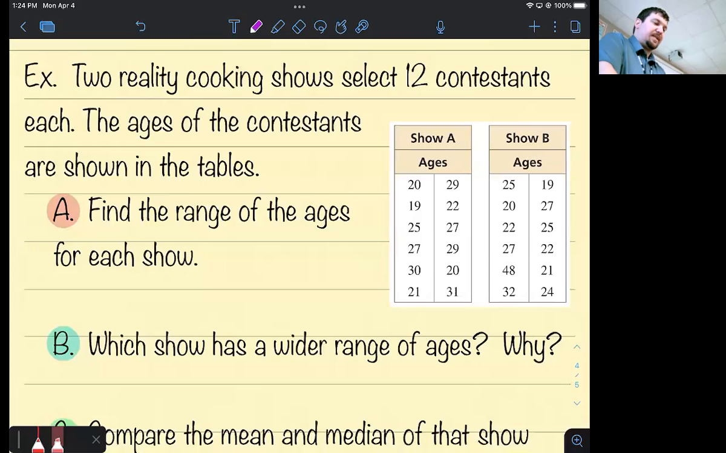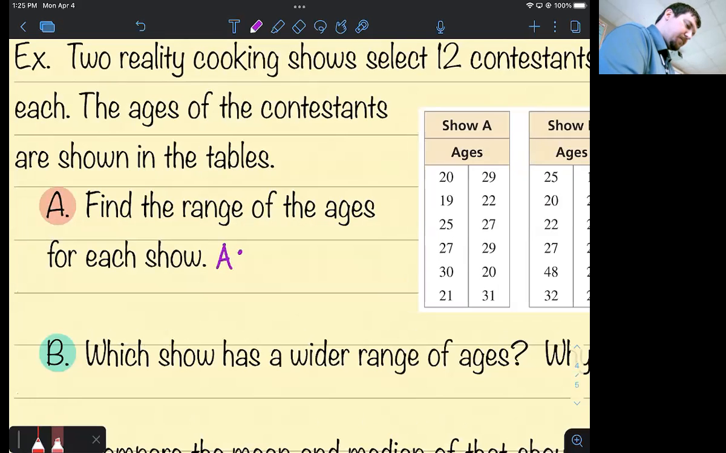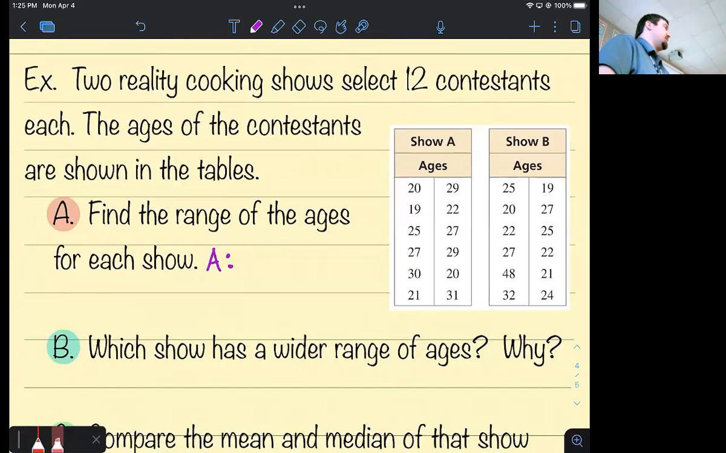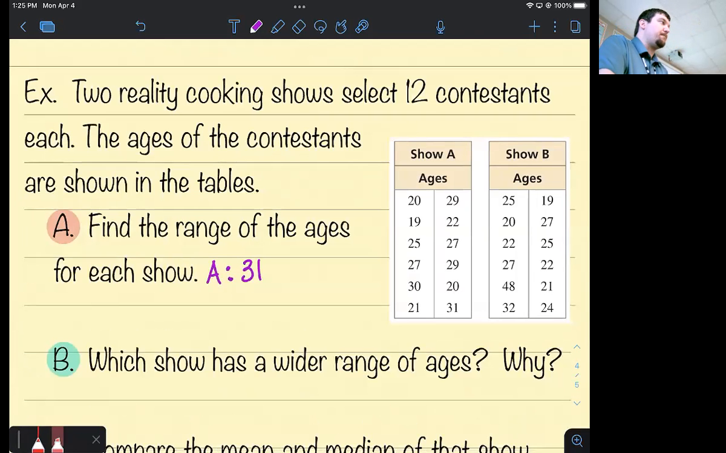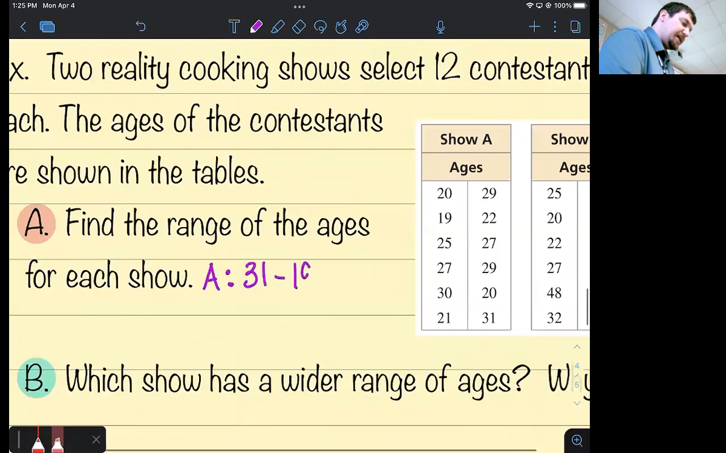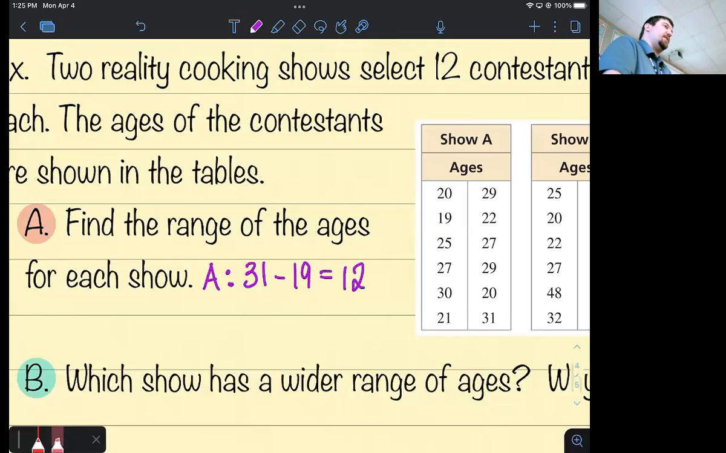Two reality cooking shows select 12 contestants. The ages of the contestants are shown in the tables. Find the range of the ages of each show. For show A, what is the oldest contestant? What's their age, Lizzie? 31. And what's the youngest contestant? Christian? 19. What's 31 minus 19? When you have it, shout it out. 12. So a difference of 12 years from the youngest to the oldest.